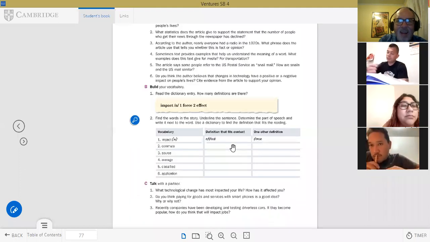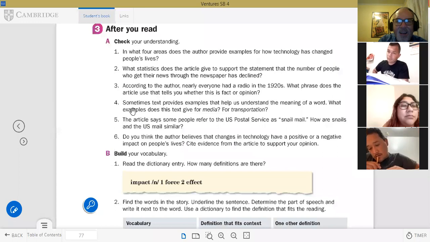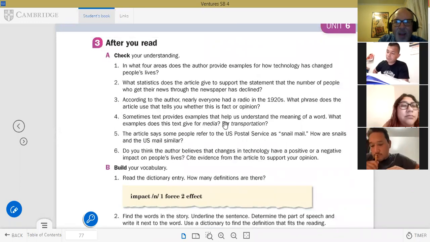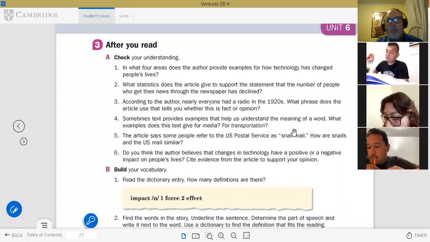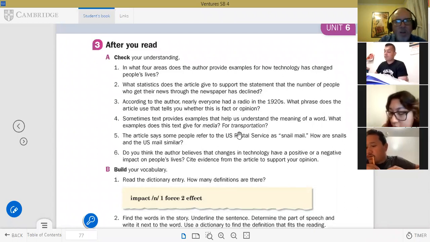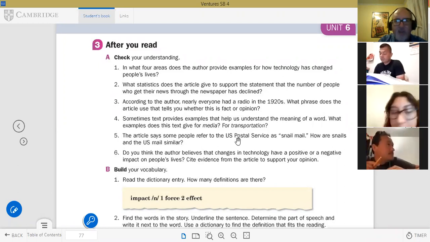All right. Back to this page. What does it say here? Next one says, sometimes the text provides you examples to understand the meaning of the words. What examples does it give for media? What were the examples for media? Like newspapers, radio, TV, right. And what was the examples for transportation? Trains, cars, airplanes, right. Very good.